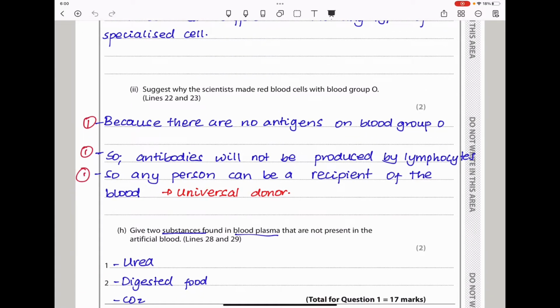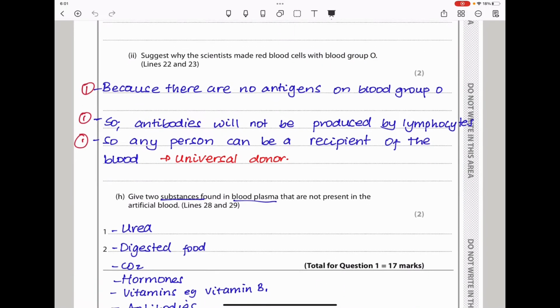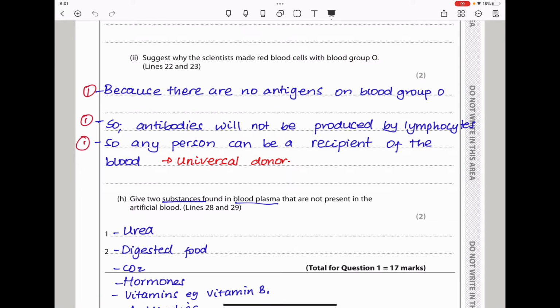Continuing down here, suggest why scientists made red blood cells with blood group O. Now, blood group O, remember, doesn't have antigens, so there will be no A antigens and there will be no B antigens. It means since presence of antigens can trigger the immune system, if there are no antigens, the immune system cannot be triggered, and the same blood can be donated to anybody since there will be no immune reactions. So I say it because there are no antigens on blood group O, so antibodies will not be produced by the lymphocytes, so any person can be a recipient of the blood. So this is going to be kind of like a universal donor.